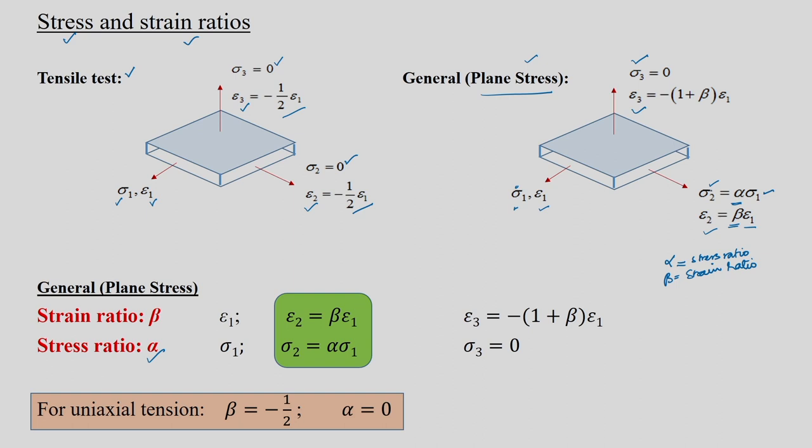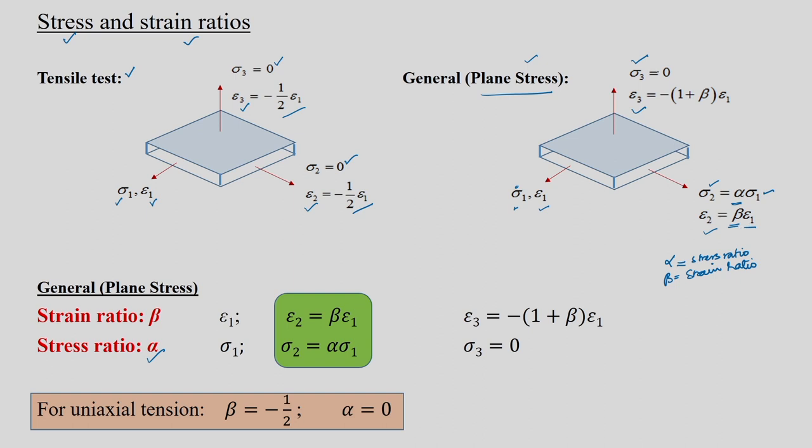Okay, so what is alpha? Sigma 2 by sigma 1. What is beta? Epsilon 2 by epsilon 1. That's all. So what is stress ratio? Alpha is equal to sigma 2 by sigma 1. What is beta? That is strain ratio, epsilon 2 by epsilon 1. The 1, 2 directions are already decided in the slide before the previous one.